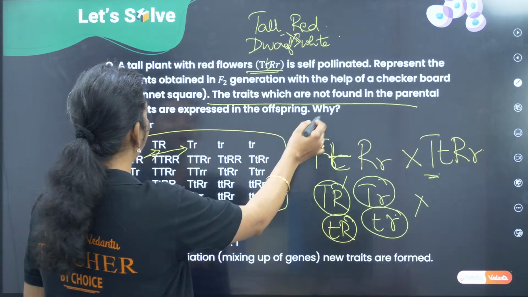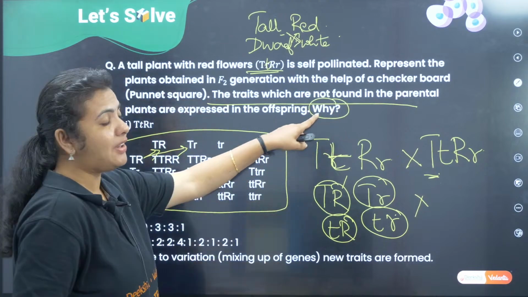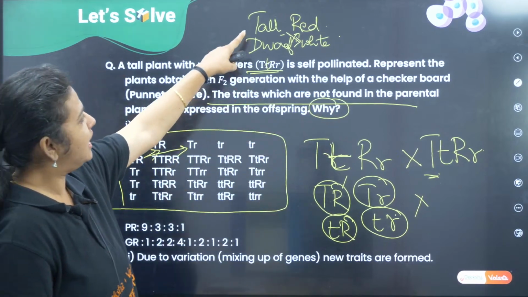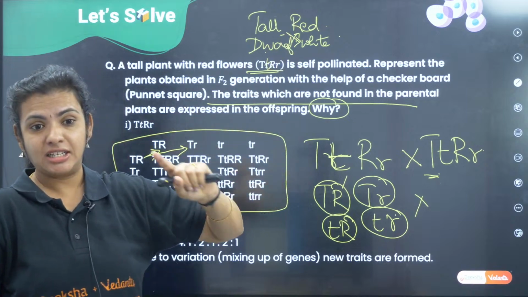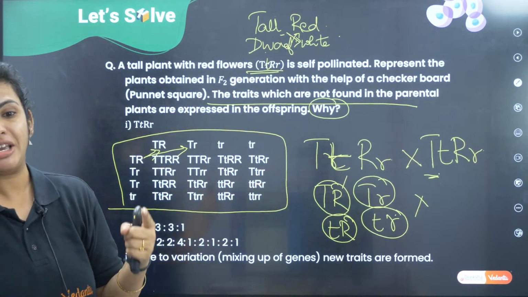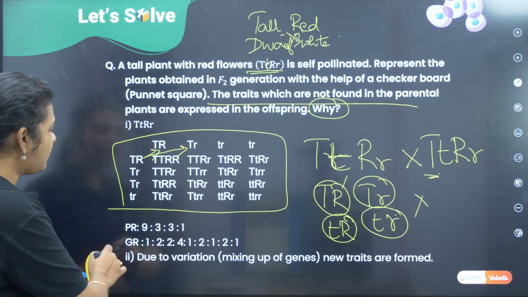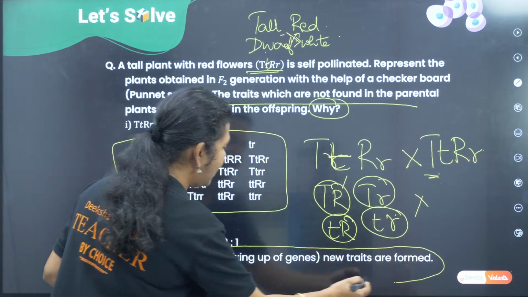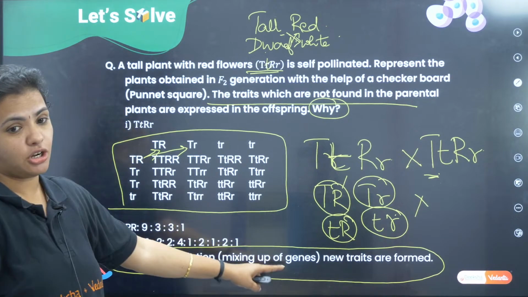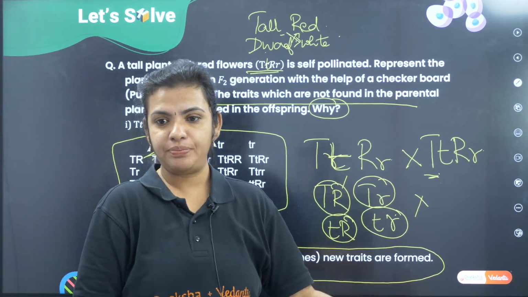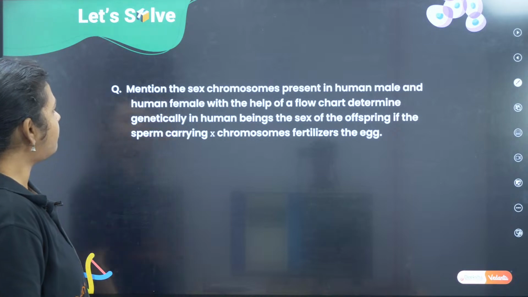They have asked why we are getting new combinations like tall white and dwarf red. The reason is because of mixing up of genes. So, when there is mixing up of genes, there is crossing over. I am going to see variations because of which there are new traits formed, okay. That is the answer, okay.